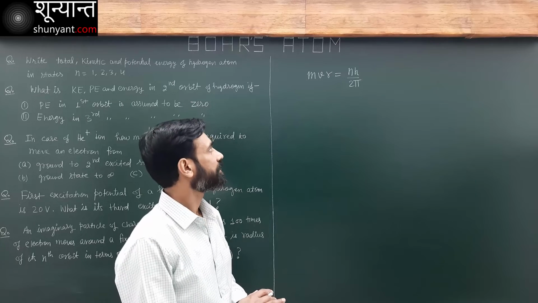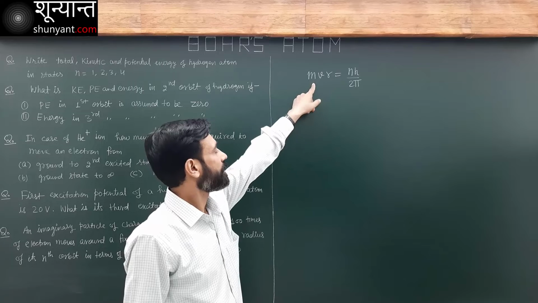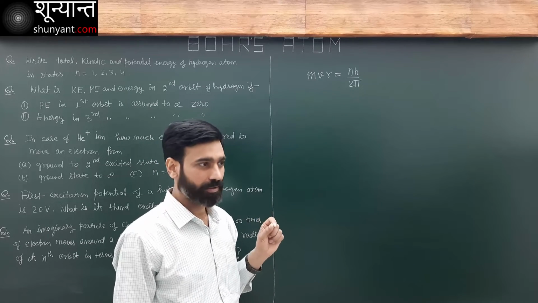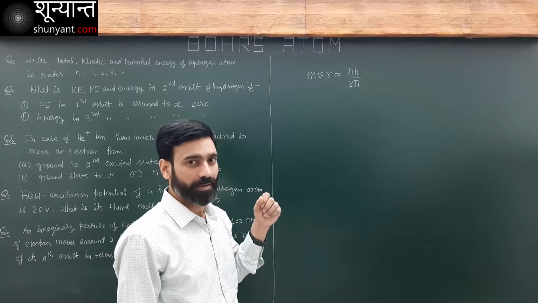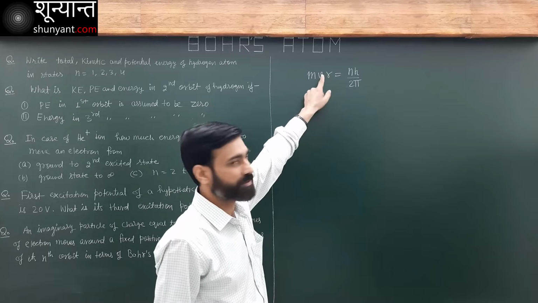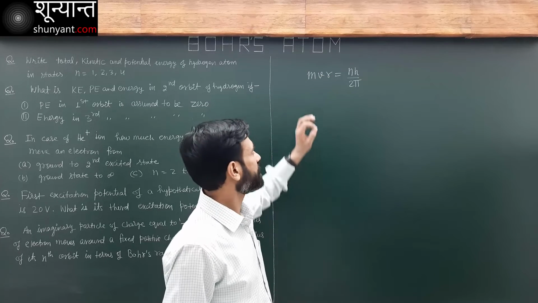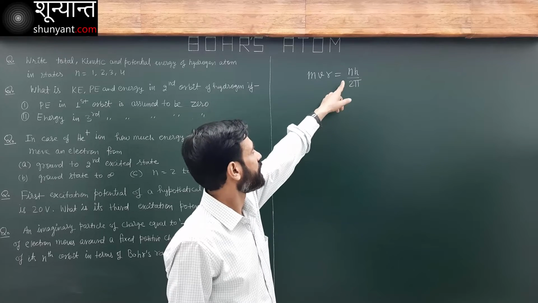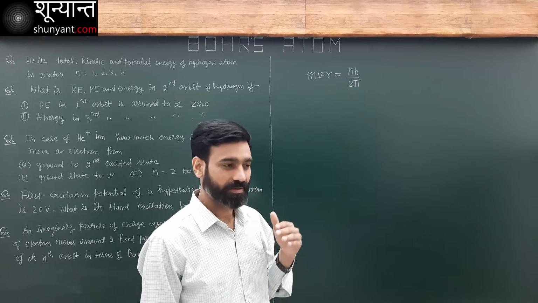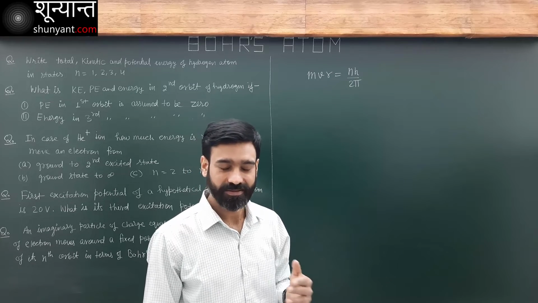What is this? This is quantization of angular momentum. This is the angular momentum of an electron in an orbit of radius r moving with speed v. It is going to be an integral multiple of nh over 2 pi. n is the state. It starts from 1, 2, 3, 4. The states are orbits.